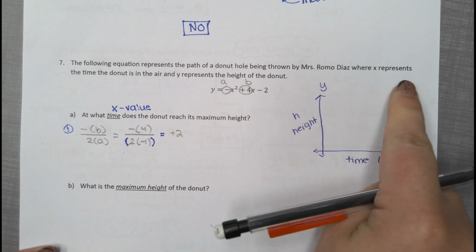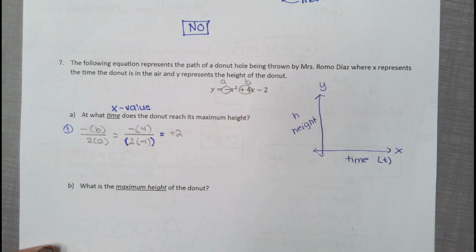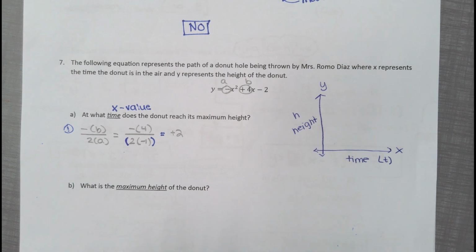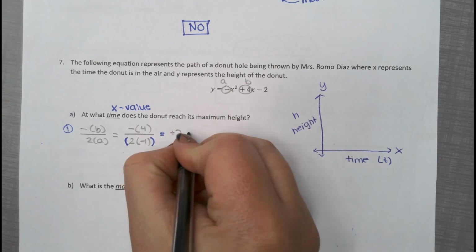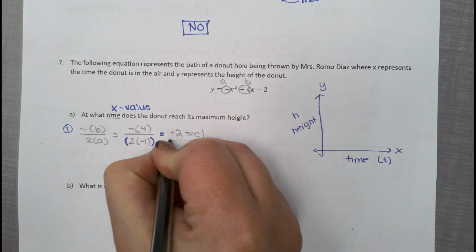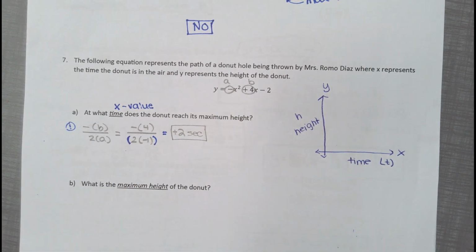Now this one here, it's not telling us the time units. Is it seconds? Is it hours? But since we are talking about throwing a donut hole, I'm assuming it's talking about seconds. I'm going to put seconds. On the test, I will be giving you units. So at what time does the donut reach its maximum height? At 2 seconds, it's going to reach its maximum height.